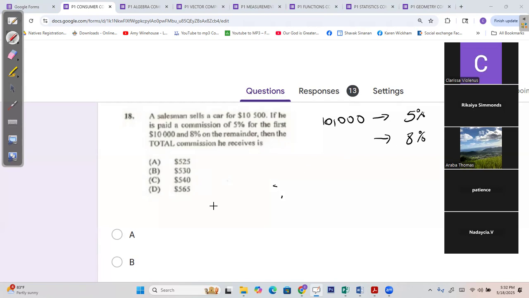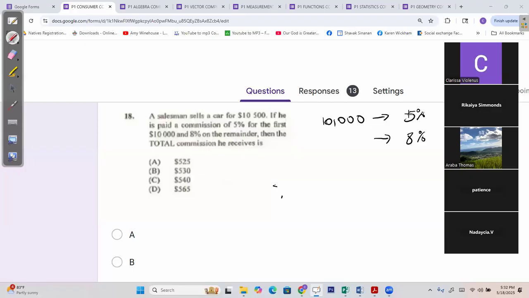Now that is the question I need everybody to try. Look at how much money he sold the car for. His first level is 10,000. How much more than 10,000 did he sell? Excellent. So make sure you understand this.